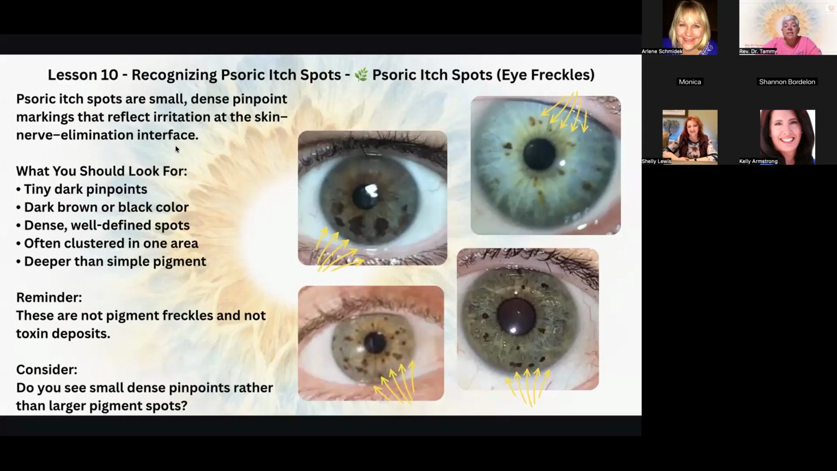Lesson 10, recognizing these little freckles or psoric itch spots. Psoric itch spots or eye freckles are small, dense, pinpoint markings that reflect irritation at the skin, nerve, elimination interface.